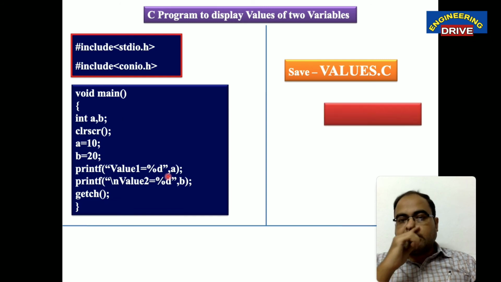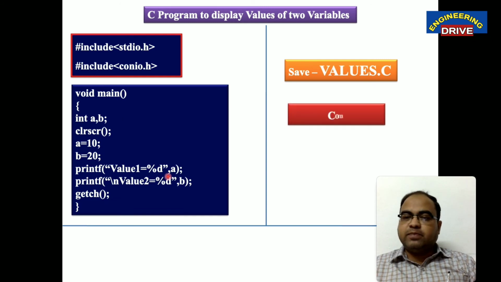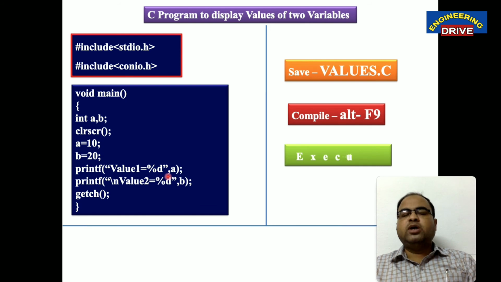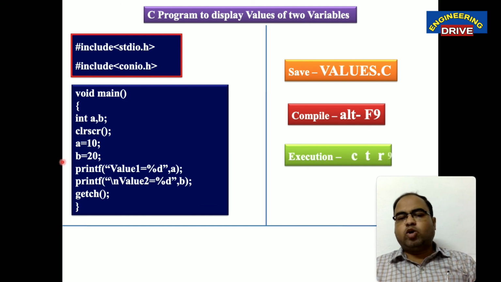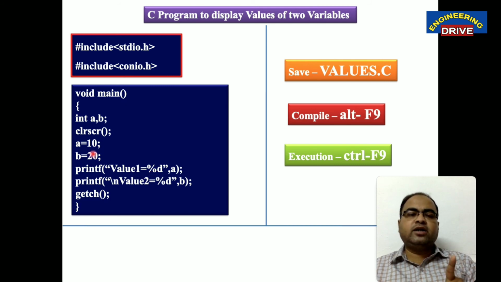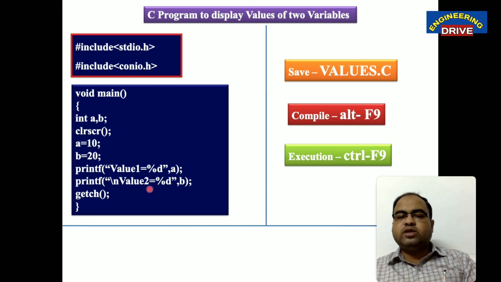Next I will compile my C program, that is Alt F9, and then I am going to execute our C program to see the output. How many lines of output will I get? You need to see the printf here. How many printfs have I written? 2 printfs. Which means I am getting 2 outputs, and the first output will be value 1 is equal to, what will I get? 10. Value 2 is equal to 20.